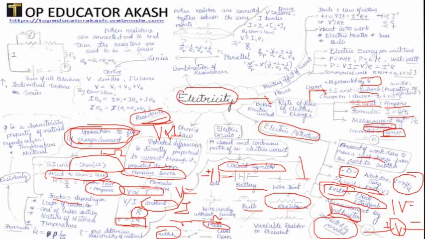Now there is also an important term, that is factors on which resistance depends. This question is compulsory for the exams, so please be prepared. So what are the factors on which resistance depends? One is length of conductor, another is area of cross section, another is nature of material, and one more, that is temperature. So these are the terms that resistance depends upon.